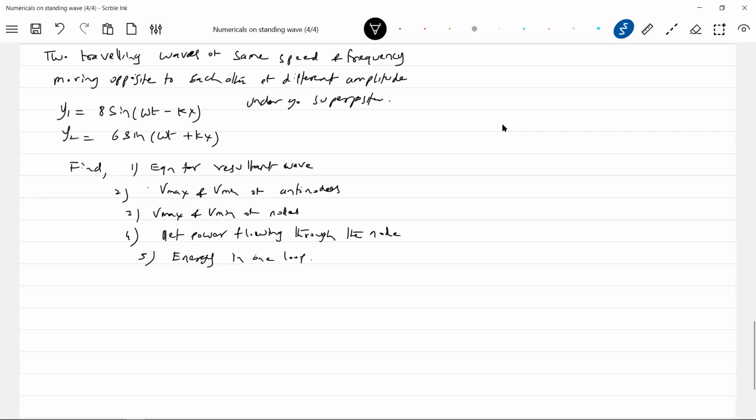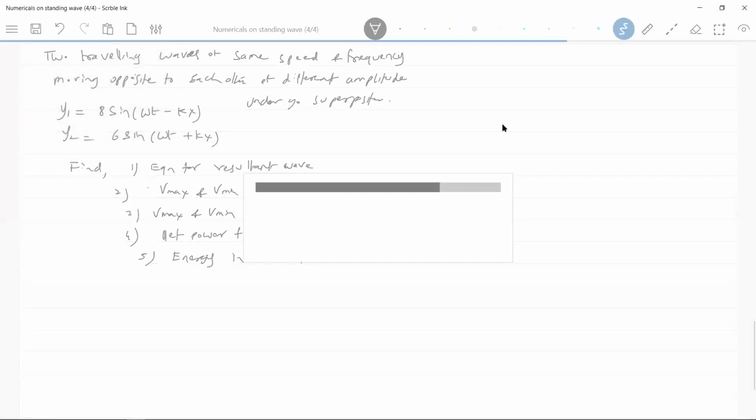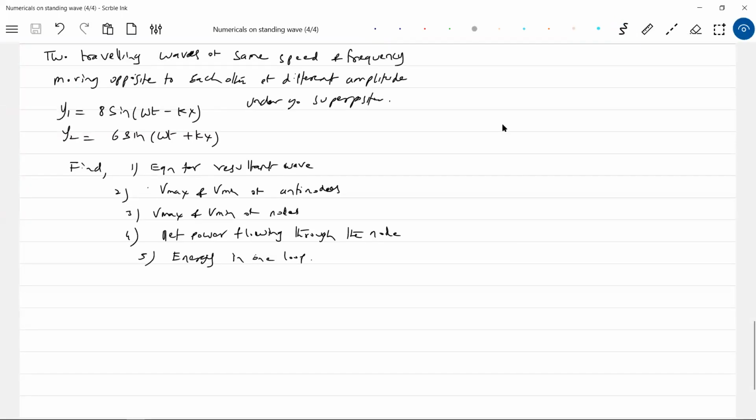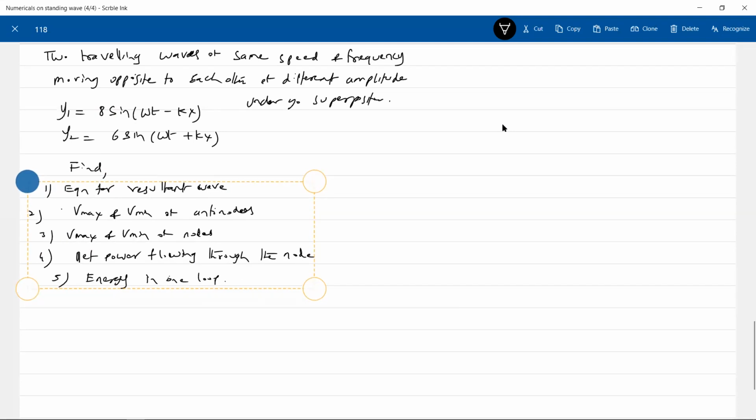Okay, very good question. I just brought all the theoretical things. Earlier I took some phase, no? Here I took two traveling waves moving opposite to each other, having different amplitudes, 8 centimeter and 6 centimeter. So they'll undergo superposition. Now it's asking: what is the equation for the resultant wave, then the maximum and minimum speed of antinodes and nodes, then the net power flowing through the node, then the energy in one loop. Very good question for students. It's a very, very important thing.